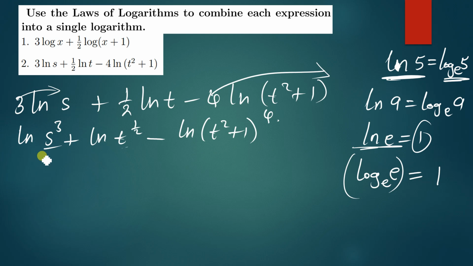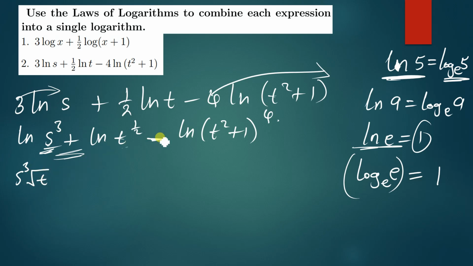Let's quickly simplify this further. We have managed to take these to become powers. Now how do we simplify this further? Remember, while there is addition, we multiply the functions. So we have s to the power 3 times t to the power half. T to the power half can also be written as the square root of t. So we have s to the power 3 times the square root of t.